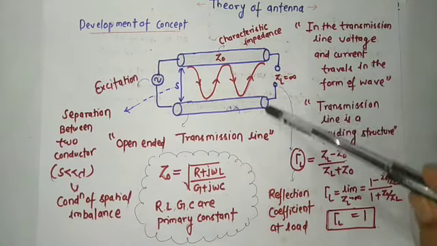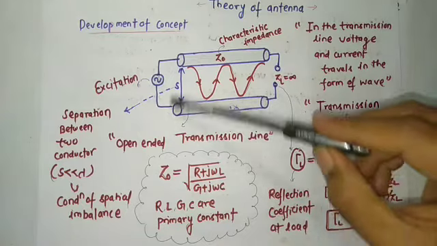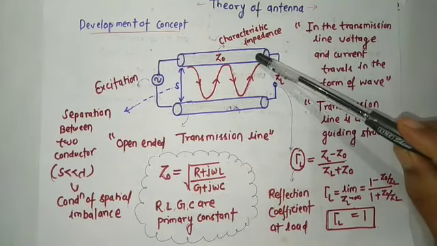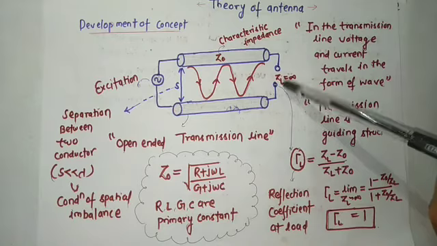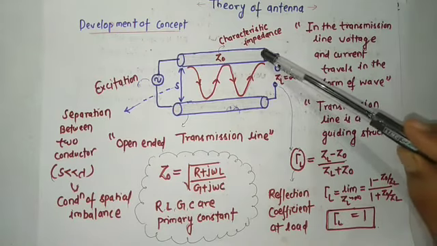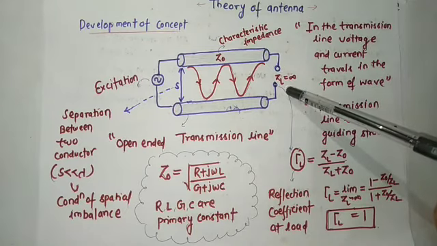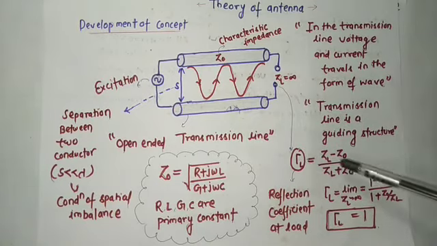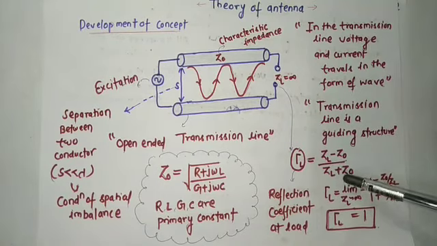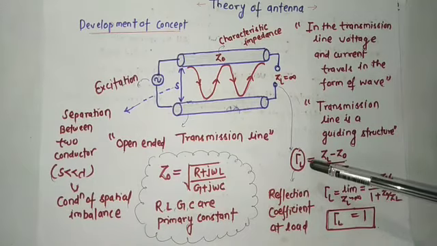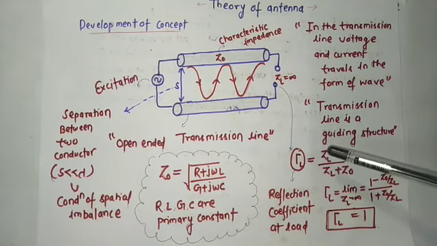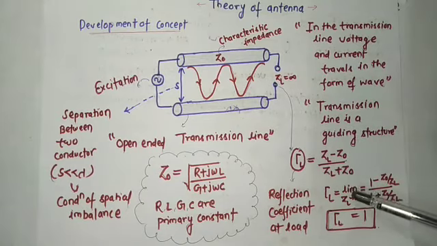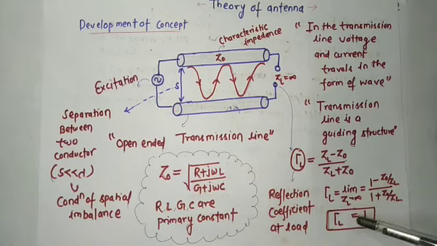At load, this end is known as load end, this end is known as source end. You can see from the figure the characteristic impedance is Z0 and load impedance is infinite. There is a larger mismatch between the impedance of the line and load impedance. So there is a term known as reflection coefficient at load end, which is given by ZL minus Z0 over ZL plus Z0. In reality, what is the definition of reflection coefficient? Reflection coefficient is a ratio of reflected wave to incident wave, and the value of ZL is infinite. We do some mathematics and we get the reflection coefficient equal to 1.